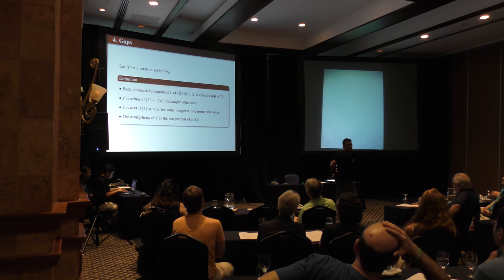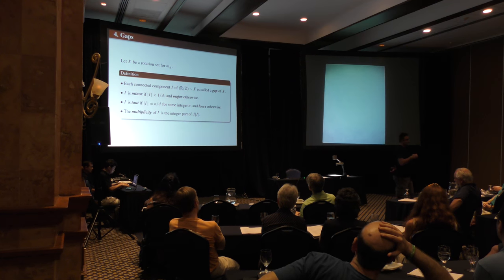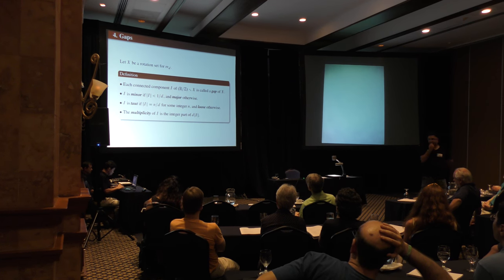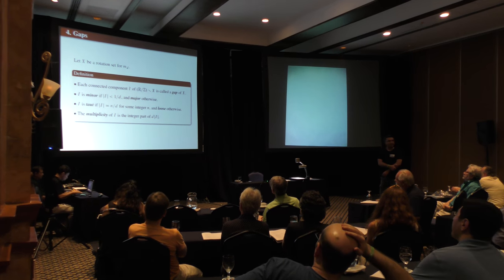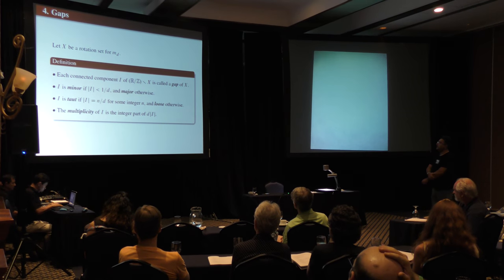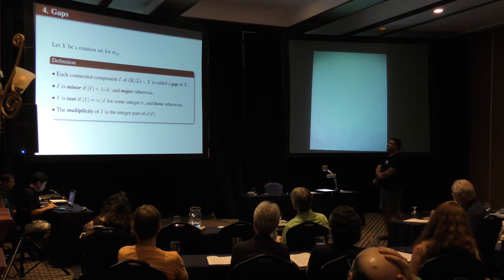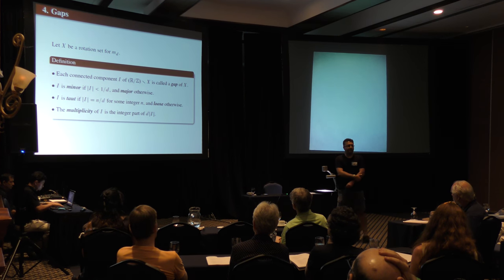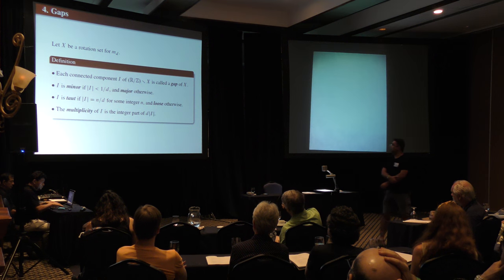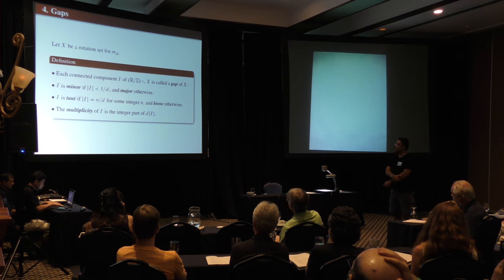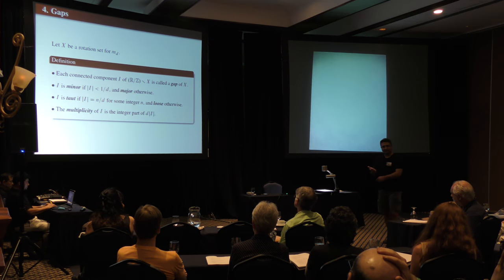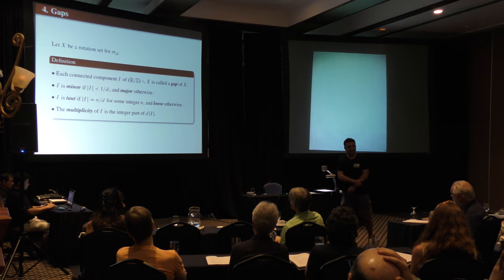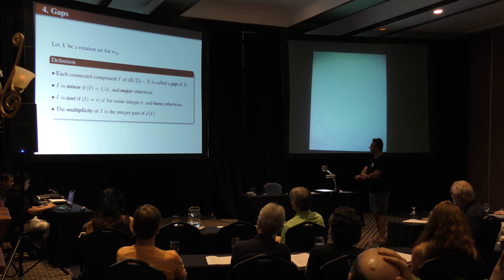It turns out that in order to understand the rotation set, you should look at its complement. Throughout this discussion, X is a rotation set under multiplication by d. Every connected component of the complement is called a gap. It's an open segment. We're going to classify gaps as minor or major, depending on their length. If they're too short, they're called minor. Rather long, they're called major, and the condition is exactly this.